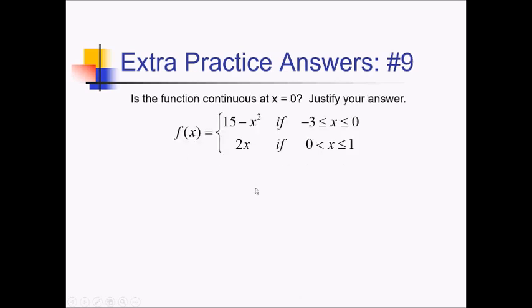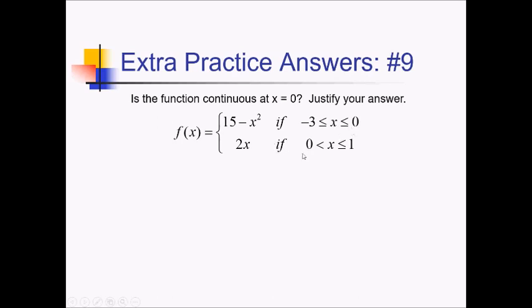For this problem, we want to know if this piecewise function is continuous at x equals 0 specifically. And the reason we care about that is because that's the border value. So that means that we have to test out the limit, the function value, and then compare those to see if they're the same at that border value.